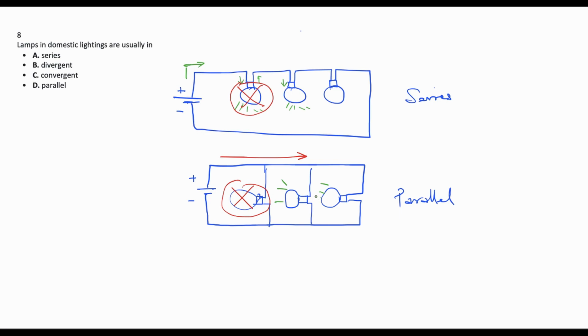Now, aside from the fact that if one bulb goes out in series the other bulbs will go out, another advantage of having our lamps arranged in parallel is that we can have different switches for each of these bulbs. So we can have a switch attached to this point here, a switch attached here as well, and a switch attached to this point. But here, if you have one switch, for example, and you switch off this light, you're switching off everything. So that's not very ideal for a home or domestic setting. So our answer is parallel.